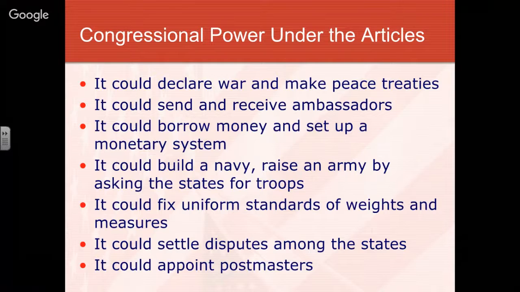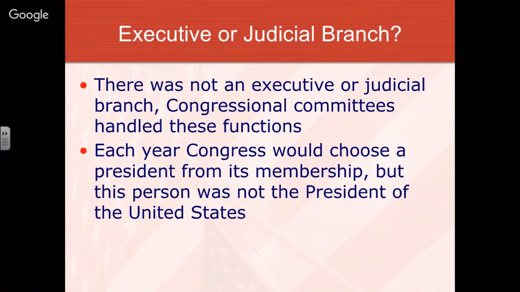They could also fix uniform standards of weights and measures, something that was important back then because particularly with measures, they were at the whim of the king. Essentially, if a king's foot was 8 inches, a foot was considered 8 inches. If the next king had a 10-inch foot, a foot was now 10 inches. And so it was very hard to have standardization, and that was something that people wanted under the new Congress. Congress could also settle disputes among the states and appoint postmasters, carrying on the system that had been started by Ben Franklin during the pre-revolutionary era.